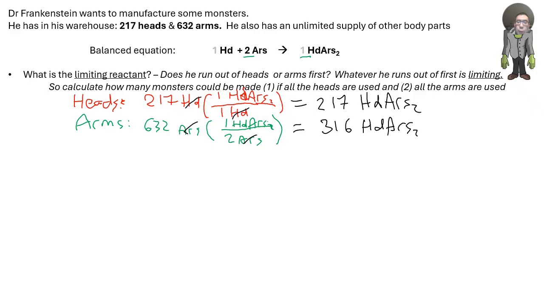Which one is smaller? Well, of course, 217 is smaller than 316, and so the heads run out first. I run out of heads before I run out of arms, so heads is the limiting reactant.